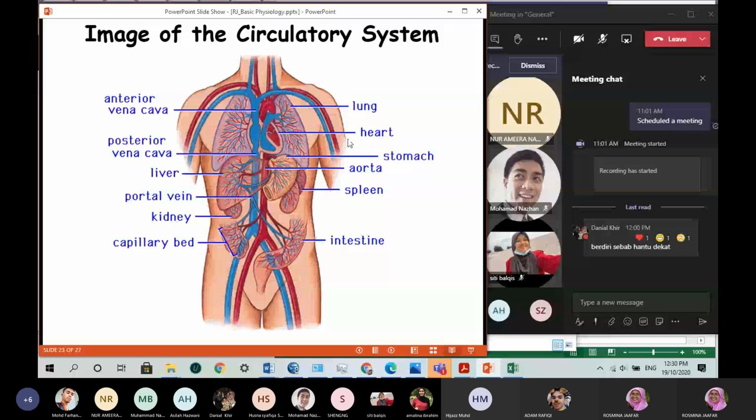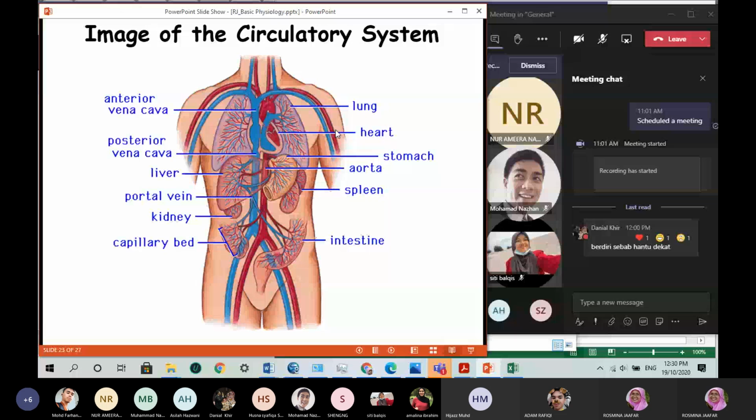Okay, then you have the endocrine system, which is actually the hormone system. Another name for endocrine is hormone system, where its function is to control the growth, development, metabolism, and reproduction through the production and secretion of hormones.